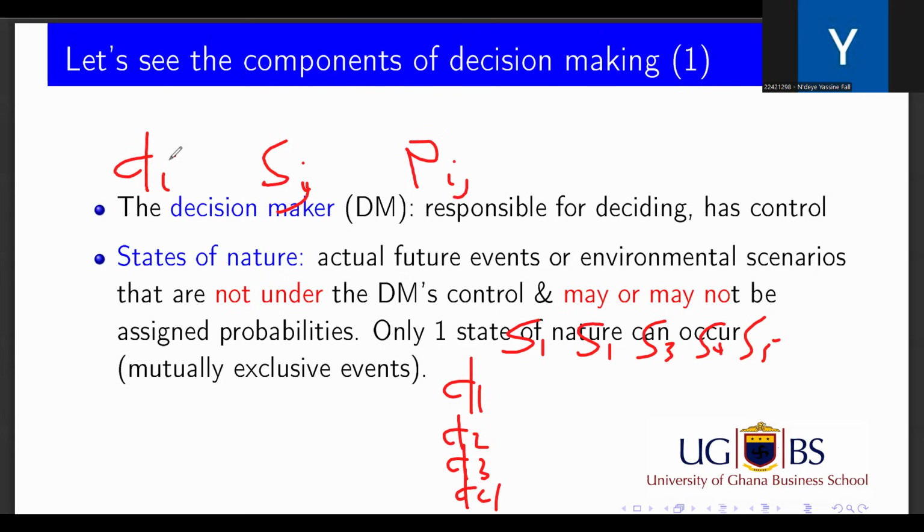Give me one example of a state of nature aside from the ones I've given. Yasin: Inflation, high inflation. Inflation. What else? What else? It can be macroeconomic or non-macroeconomic.